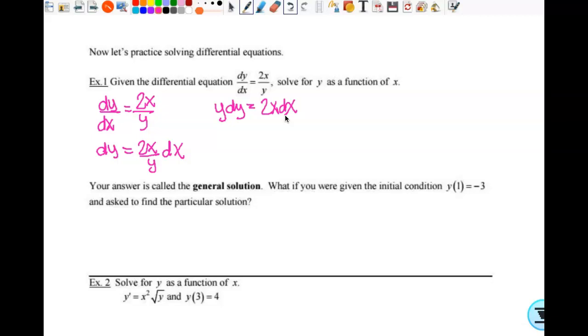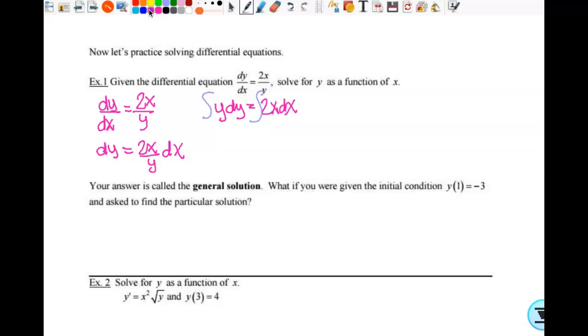Well, I mean, we could have done it all in one step. I just didn't want to lose you. So it's okay to do it all in one step. Just don't make up math. You with me? So now we integrate. We're going to take the integral of both sides. You with me on that?